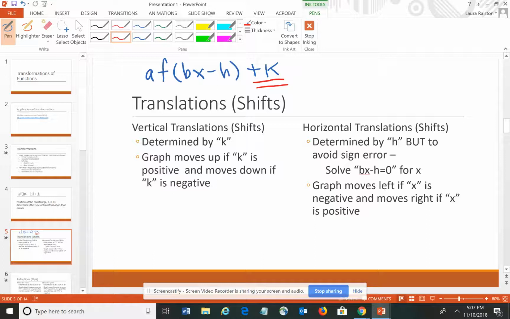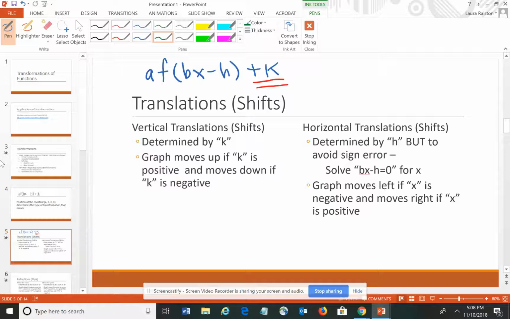And the idea of a shift means you're just moving it from one location to another. It's vertically, so you're going to be moving either up or down. And hopefully common sense tells you that if k is positive, you're going to move up, and if it's negative, you're going to move down.